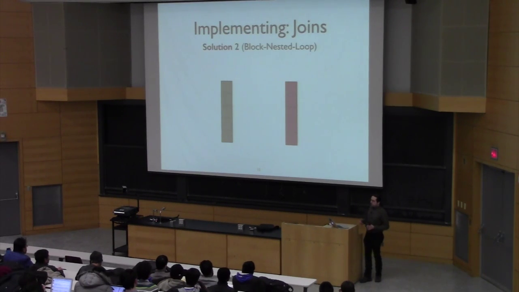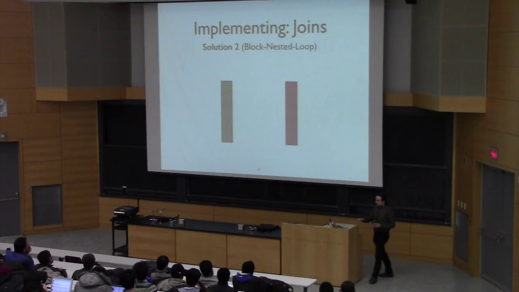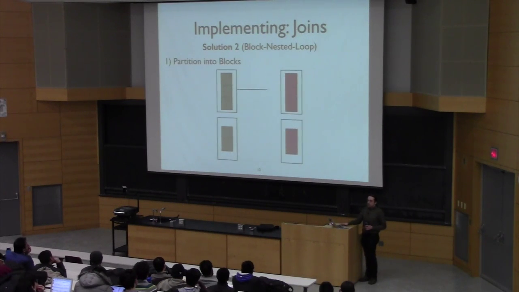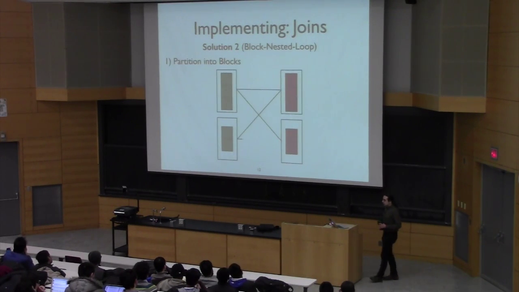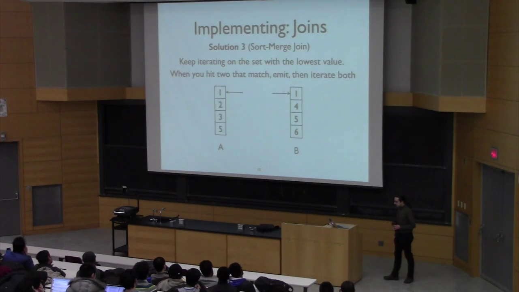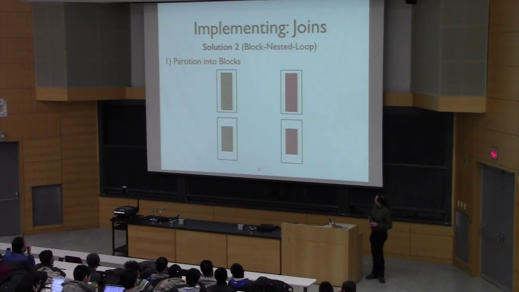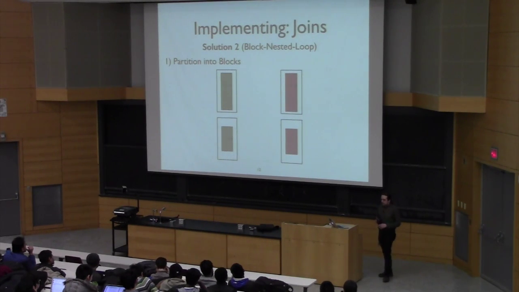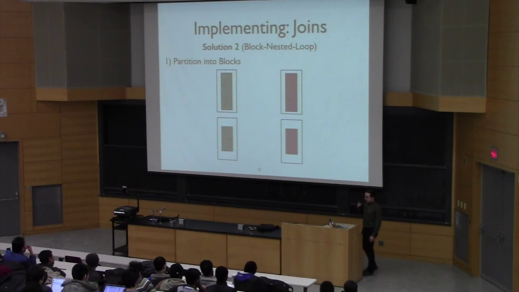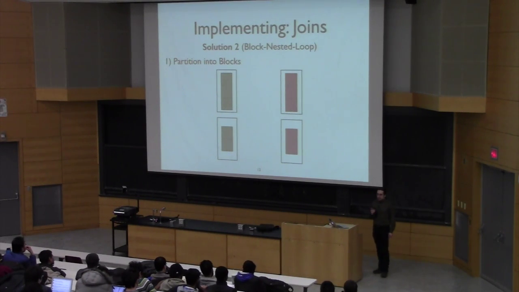So one basic strategy that we've already talked about is this idea of a block nested loop, where you partition the source data into a bunch of blocks, and then you perform a nested loop join over each pairing of the blocks. And you perform a nested loop join on each pair of blocks. So, the block nested loop join.